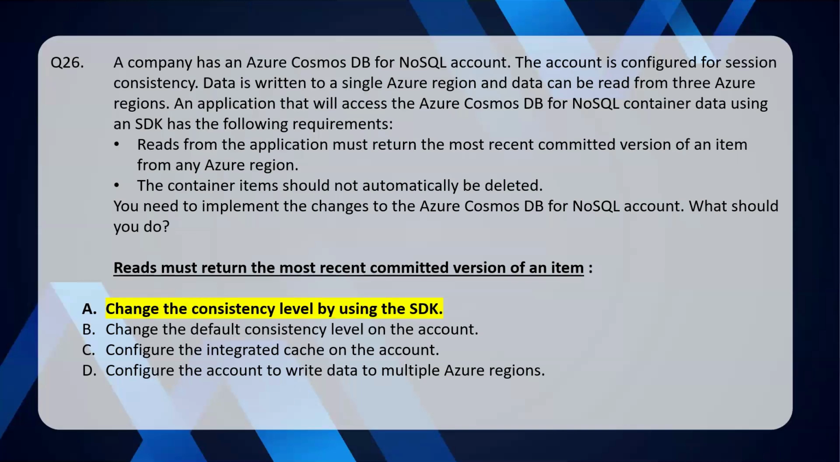Now, changing the default consistency level on the account affects all requests globally, which might increase latency. Configuring the integrated cache can serve stale data and is not suitable for returning the latest committed version. Configuring the account to write data to multiple Azure regions is not needed to read the latest committed data.